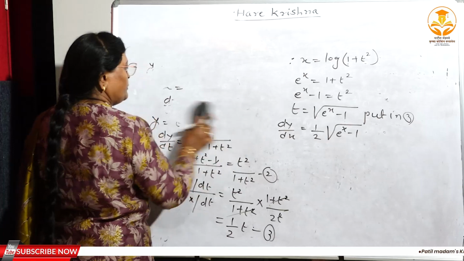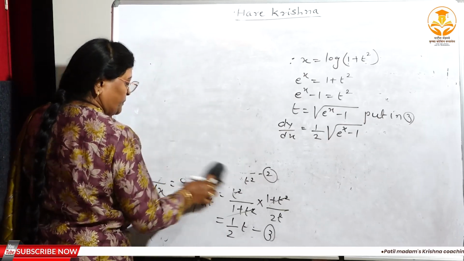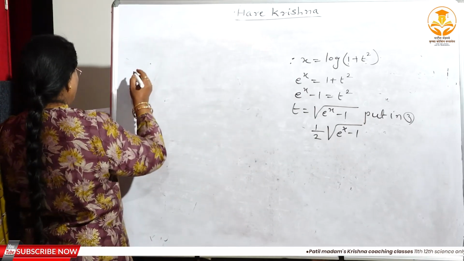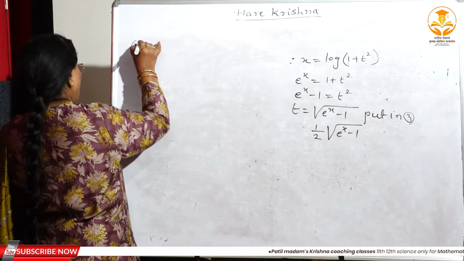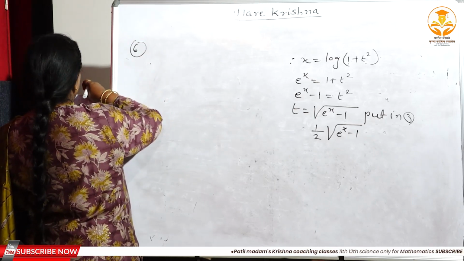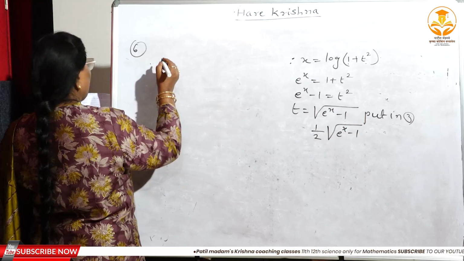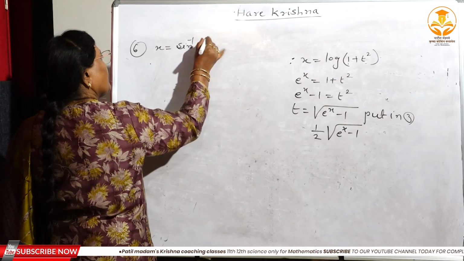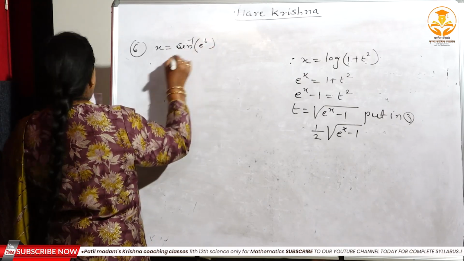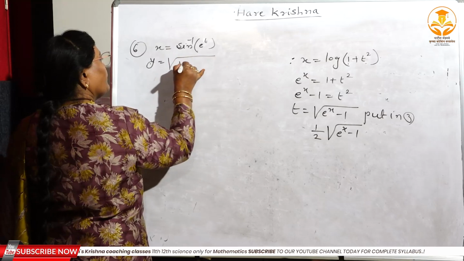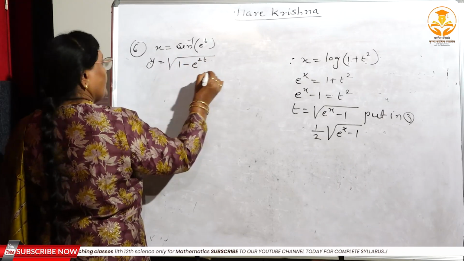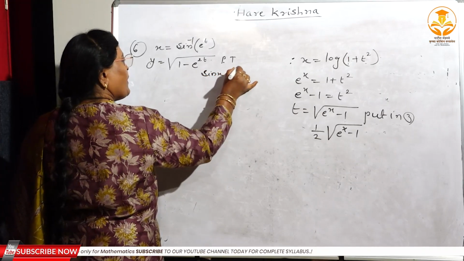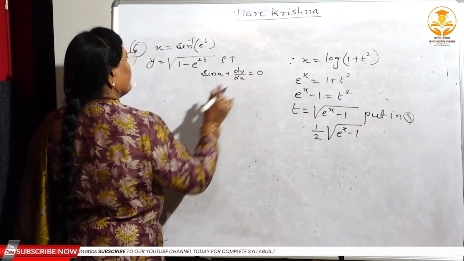See. Sixth one. 6. x is equal to sine inverse of e raised to t and y is equal to root of 1 minus e raised to 2t, and you have to prove that sin x plus dy by dx is equal to 0, right?